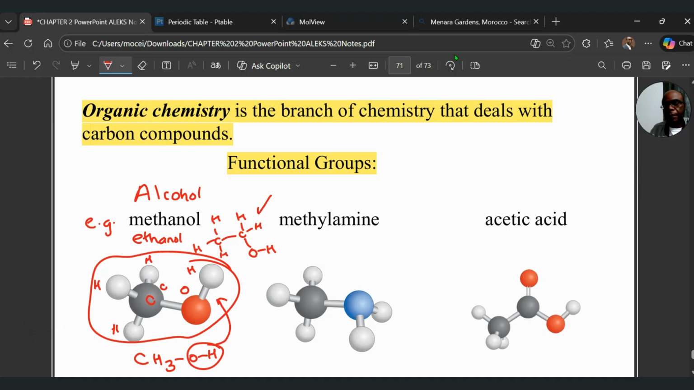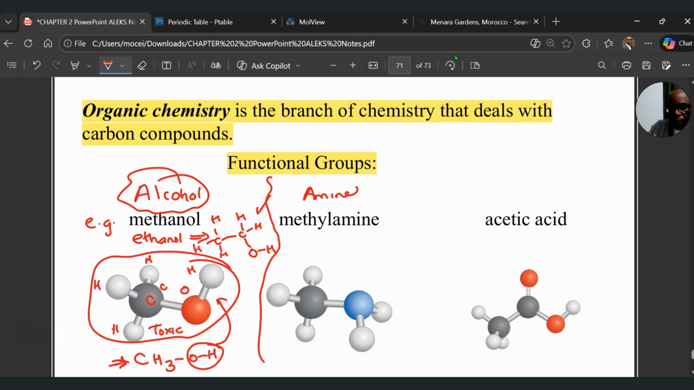While beer, ethanol makes you happy, methanol kills eyesight. Very toxic. Methanol is toxic. The difference is just a carbon. So both of them are alcohols. Then you have amines. An example is methylamine, which is just CH3NH2. We talked about this before.